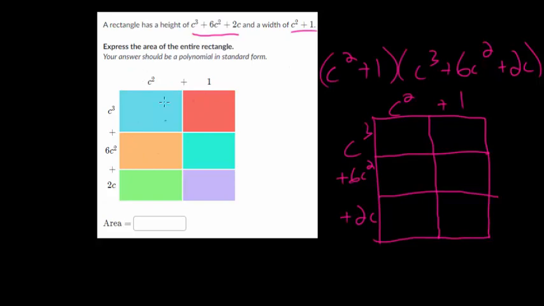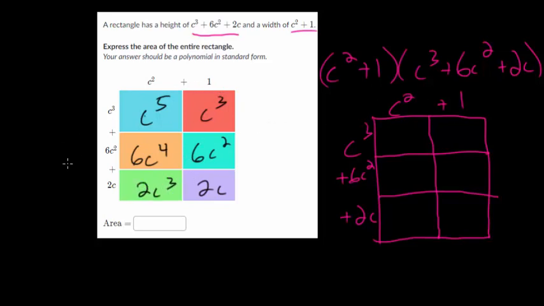So for this blue box, we have c squared times c cubed, which would be c to the 5th. You got 2 c's there, 3 more there, and so in total you're multiplying 5 together. Now this column will be simple because we're just multiplying everything by 1, so that's c cubed. This is 6c squared, and this is 2c. And over here, c squared times c squared is c to the 4th, and we got a 6 that's attached to it. C squared times 2c would be 2c cubed.